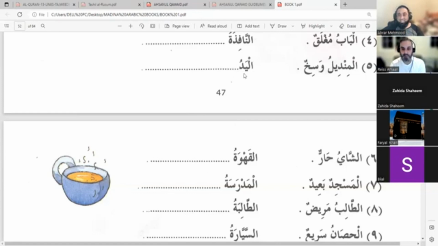Let's make a female, feminine sentence here now. Female sentence, like the first one, al-yadu, which means the hand. So what should I do next? You got wasikhun, right? So how do we use that word? Wasikhat. Al-yadu wasikhatun, like this. Alhamdulillah, yes. If you translate: the hand is dirty. Alhamdulillah.